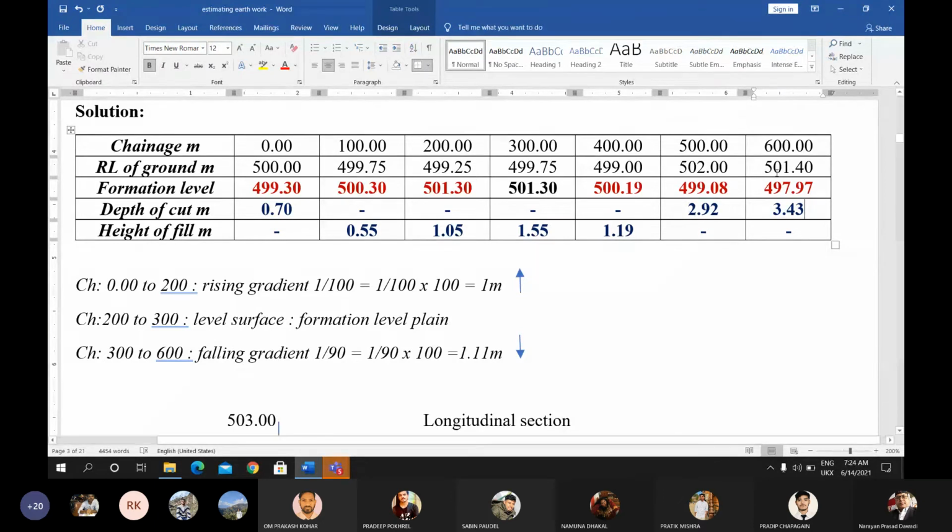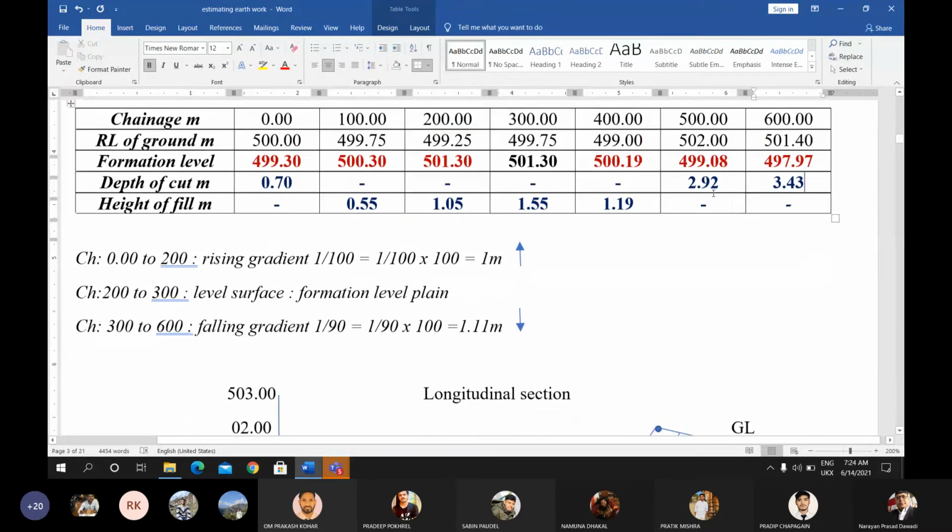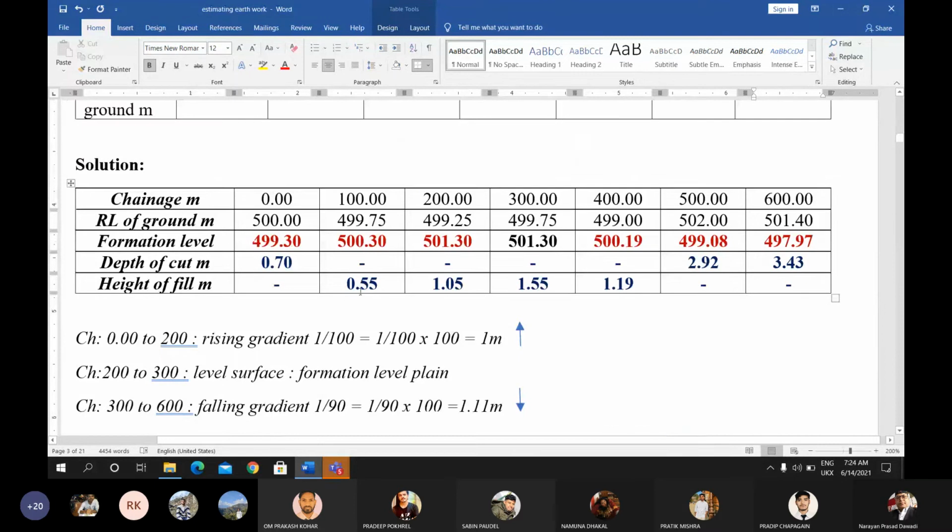Now for channel 500 to 600, this is also the cutting depth, and the 600 channel is also the cutting depth. You can take the average depth in between them. Look at the scenario of the changing of the depth. If the depth changes from cutting to filling, there must be zero depth in between. If it is continuously filling or continuously cutting, there is no need of finding the zero depth channel.